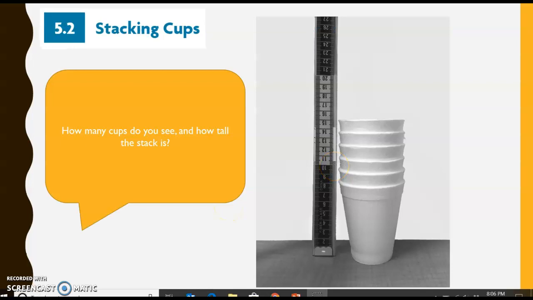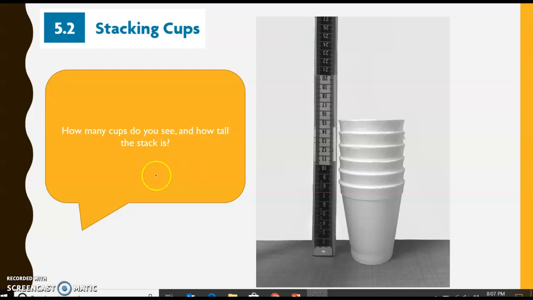Moving on to 5.2, stacking cups. In this picture right here, it's different than the one on your paper, but just looking at this one, how many cups do you see and how tall is the stack? You can double check the answer with your partner and then type it in.